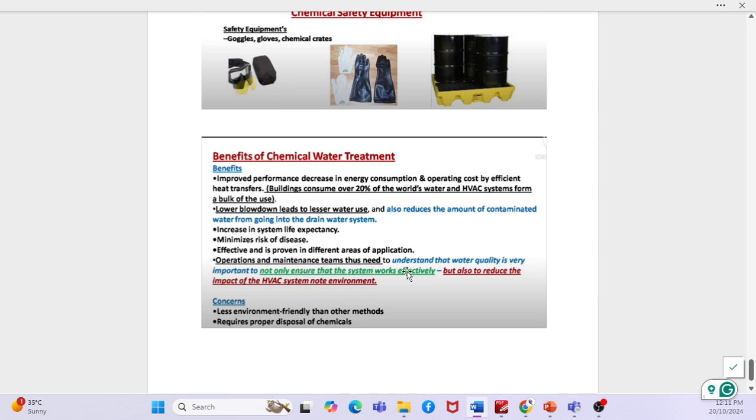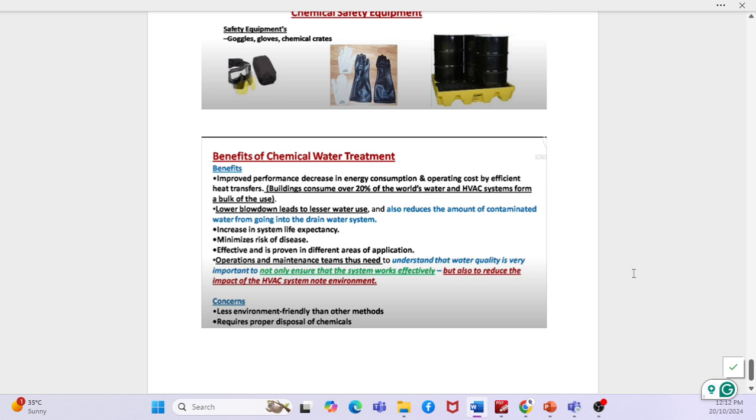For operation and maintenance schemes, you need to understand that water quality is very important, not only to ensure that the system works effectively, but also to reduce the impact of the HVAC system. It is less environmentally friendly than other methods and requires proper disposal of chemicals. So whenever you use the chemical, you should properly discharge it separately into the drainage, not in the common drainage. You have to have a proper drainage system for chemical disposal.